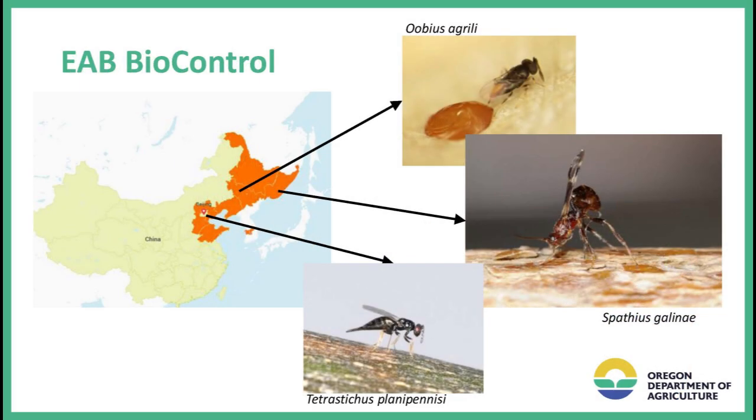So as Colin mentioned, we're using 3 species of biocontrol agent here in Oregon. We're using Oobius agrilli, Spathius galinae, and Tetrastichus planipennisi. Spathius agrili, the fourth species that Colin mentioned, is from a little bit further south in China, around the area of Beijing, and it's more climatically matched to places like Louisiana and Georgia than it is for Oregon.